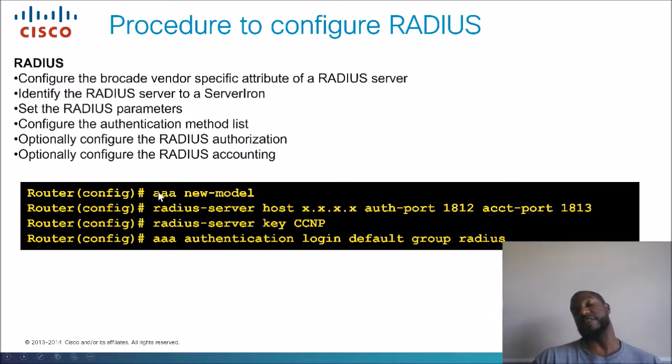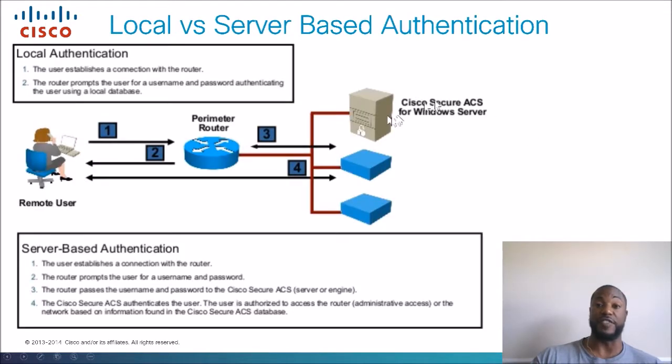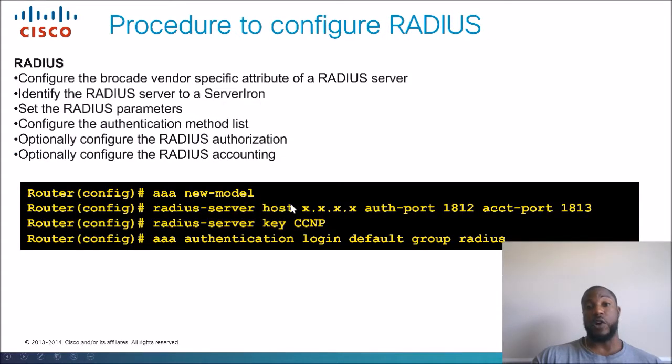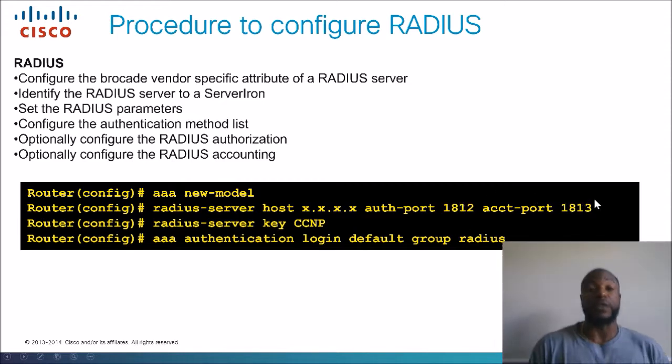So when we discussed this part in the last video, AAA new model enables AAA, right? Then you say who the server is. You're identifying the server where the usernames and passwords are going to be created. Radius-server host, and then you type in the IP address of the server. So for example, if this would be the IP address of the server, we're saying radius-server host, the IP address, authentication port 1812, accounting port 1813. So that's the difference between the two. That might be a question that comes up in the exam. So that's another fun fact that we need to try to memorize.